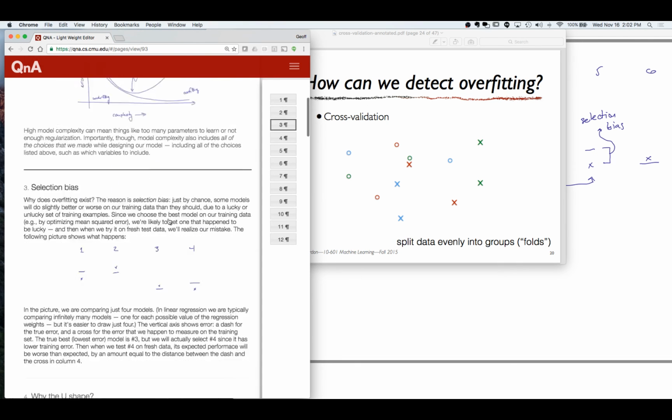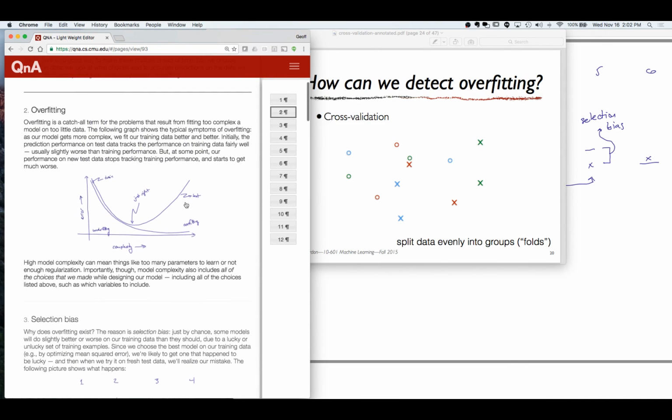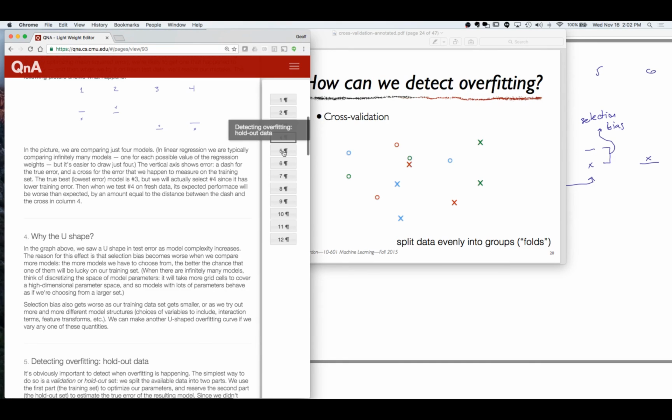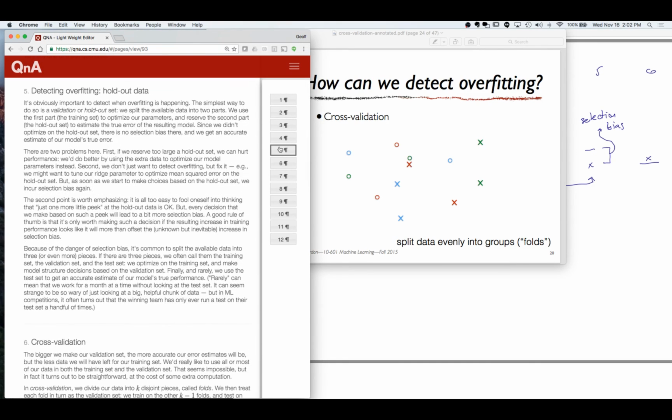Let's see. I'm being told that I wasn't supposed to go all the way back to section 2, but more back to section 5, detecting overfitting. Okay, so let's skip back up. That's great. That was sad to have missed, 90% of the lecture.